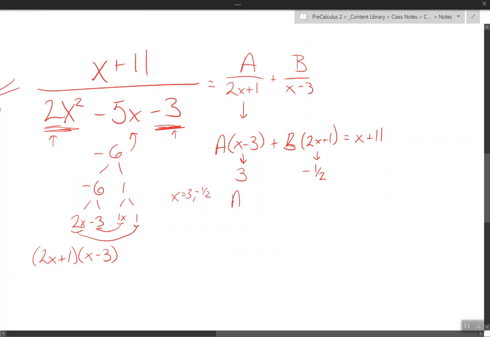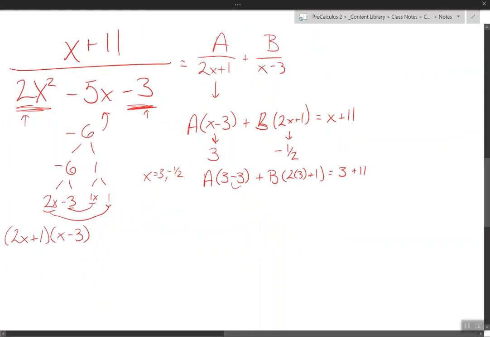So let's start by plugging in 3 for all of the x's. So we have 3 minus 3, b times 2 times 3 plus 1. And on the other side of the equals, we have 3 plus 11. Again, so these are zeros, so the first term here is 0, plus 2 times 3 is 6, plus 1 is 7b, which is good because the other side is equal to 14. And when I divide by 7, I'm still getting a whole number, so our b is 2.